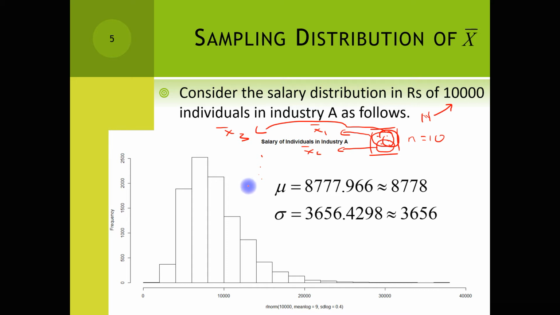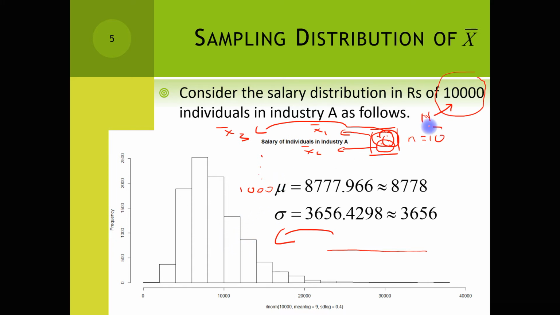So for the sake of facilitation in terms of my computation, I'm going to select 1000 x bars. Please be careful, it has nothing to do with the population size here. I'm going to take 1000 samples, and if I took 1000 samples, I will have 1000 x bars. Of course, for these 1000 x bars, I'm going to plot a histogram to see how the shape looks like. Is it going to be similar to that, or is it going to be different?